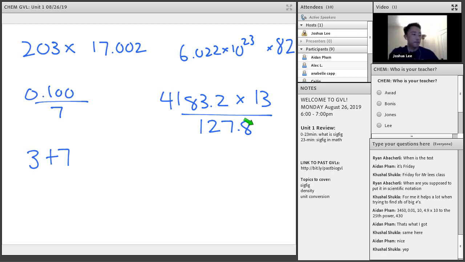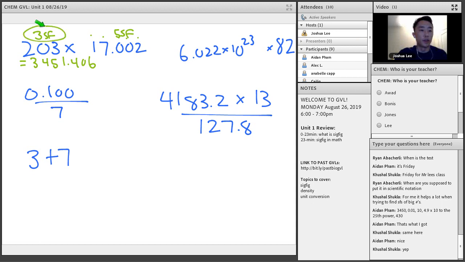Nice. Look at you guys doing some math by yourself. All right. Let's do it in green, I guess. 203 times 17.002. Doing math just like a normal person, you would get 3451.406. But like some of you guys did, you have to check for sig figs. This one has 3. This one has 1, 2, 3, 4, 5 sig figs. And since we're only multiplying, we want to go with the smaller sig fig, 3.